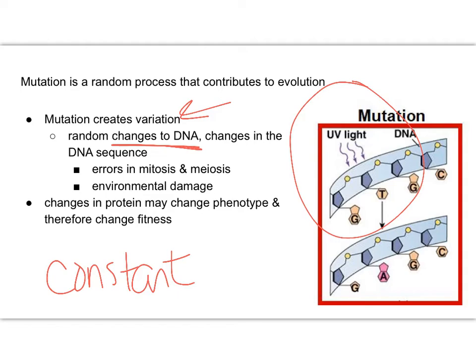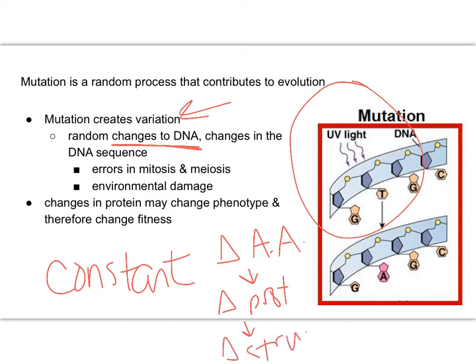So the mutation can cause a variety of things to occur, right? It could change the amino acid sequence, and that maybe has an effect, maybe doesn't have an effect. But that could lead to a change in protein, which could lead to a change in structure, depending upon what the protein did. A change in structure then could lead to a change in function. So one mutation could have a trickle-down effect.